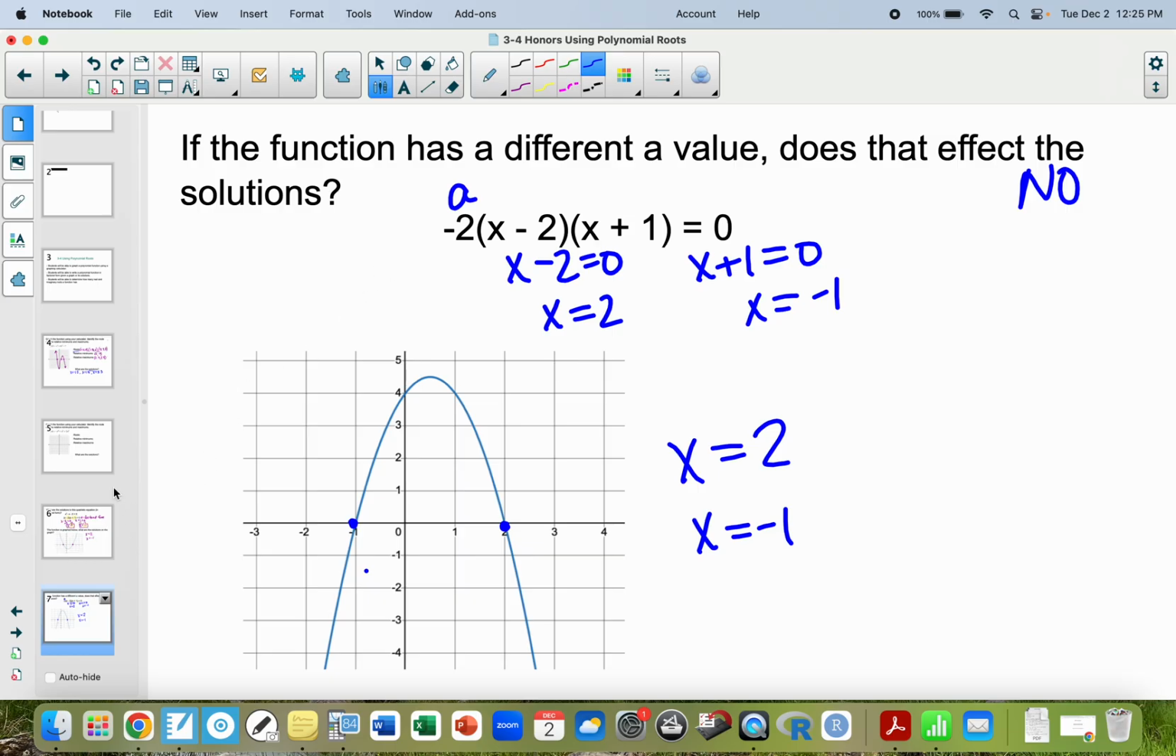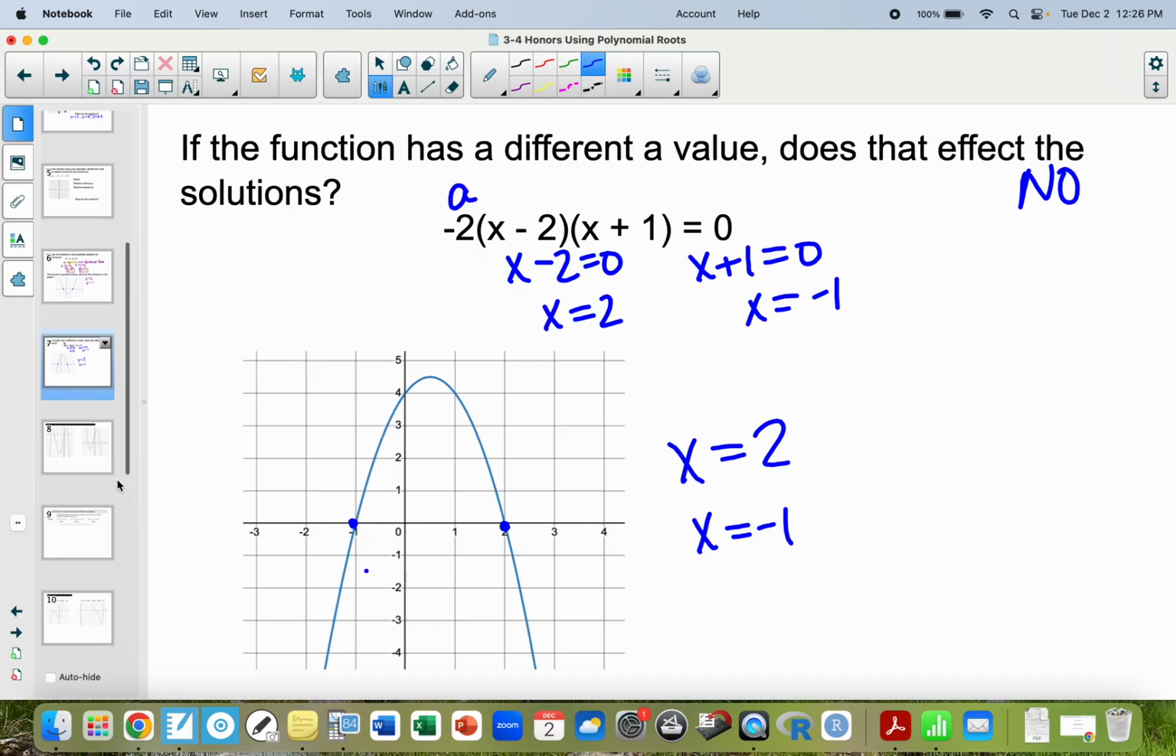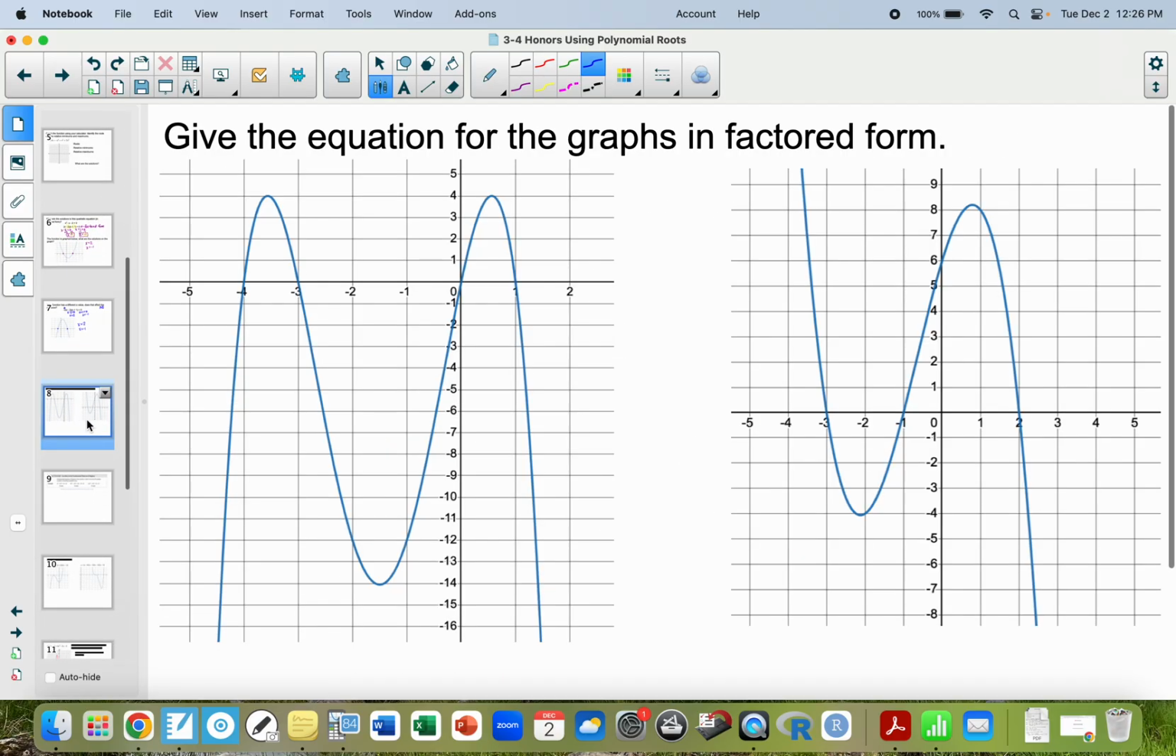Okay, so we're going to look at some different polynomials now because we're super familiar with quadratics. It says to give the equation for the graphs in factored form. And then just a reminder, if it wants an equation, remember that has to have an equal sign, so a y equals. Okay? So first thing you want to do is figure out what are the solutions to the function. And then once you have the solutions, you can write it in factored form.